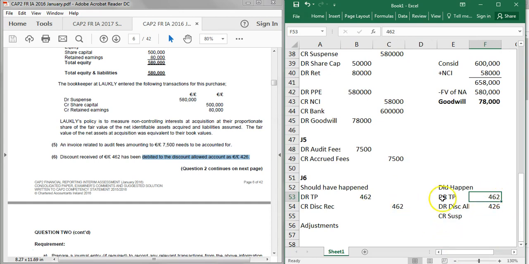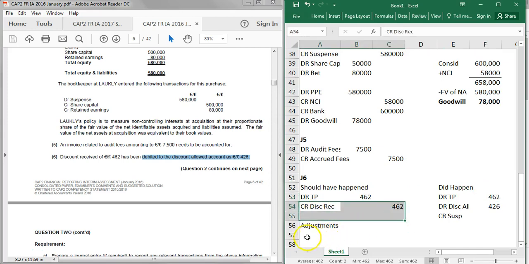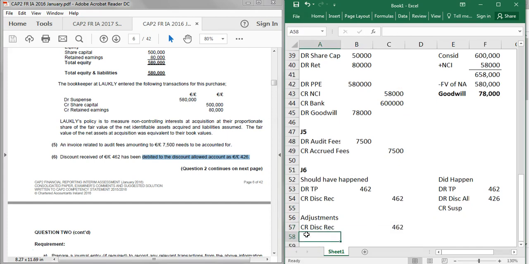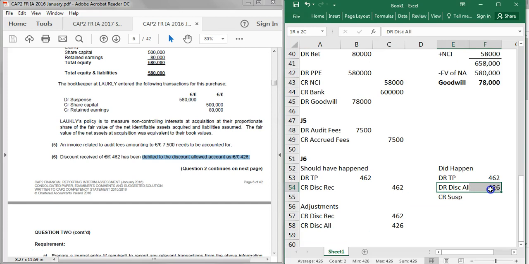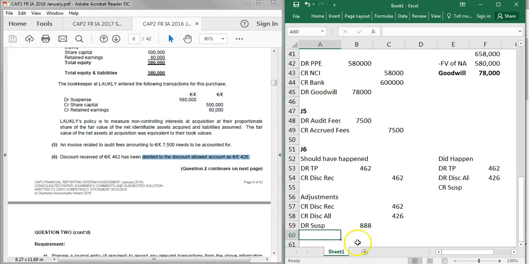So here then, the trade payables debit is fine in both. You should have credited discount received, but you didn't, so we're going to adjust that, and credit discount received will be one adjustment, 462. You shouldn't have debited discount allowed, so you're going to credit discount allowed 426, because that shouldn't have happened, so you need to remove it. And finally then, the suspense account shouldn't have happened, so you're going to debit suspense 888. So what you'll see there then on the debit and the credit side both come to 888.